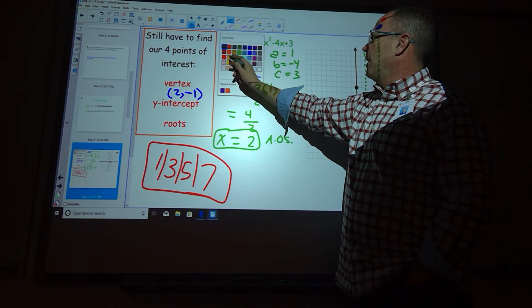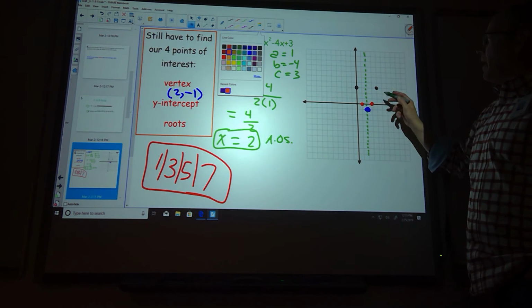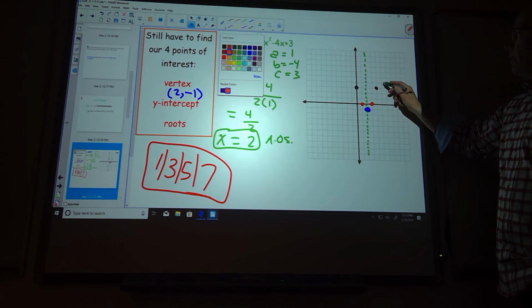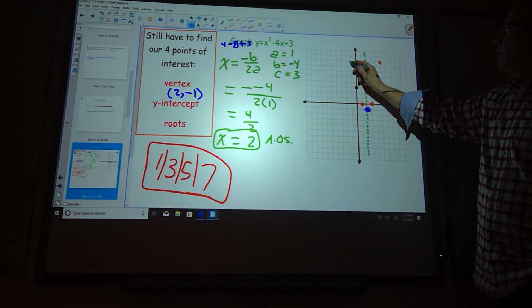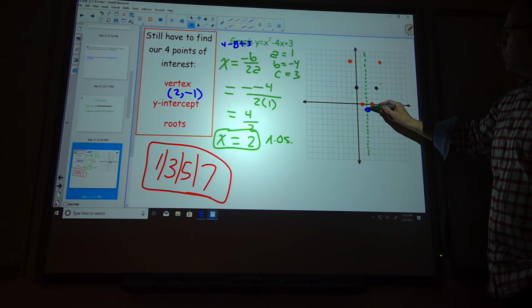And I could keep going. I have enough room to do it. So from my new points, I'm going to go right 1, up 5, and left 1, up 5. Look at this parabola.